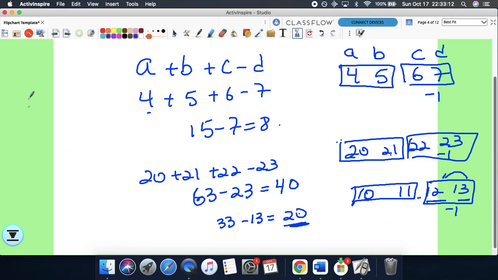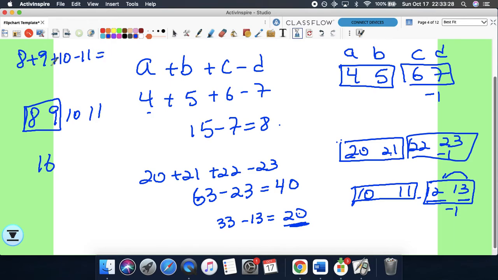So let's try another one here. 8, 9, 10, 11. I can say that the answer is going to be the sum of these two, which is 17, minus 1. So the answer is going to be 16. So let's see what happens when I add 8 plus 9 plus 10 minus 11. 8 plus 9 is 17. 17 plus 10 is 27. And 27 minus 11 is 16.